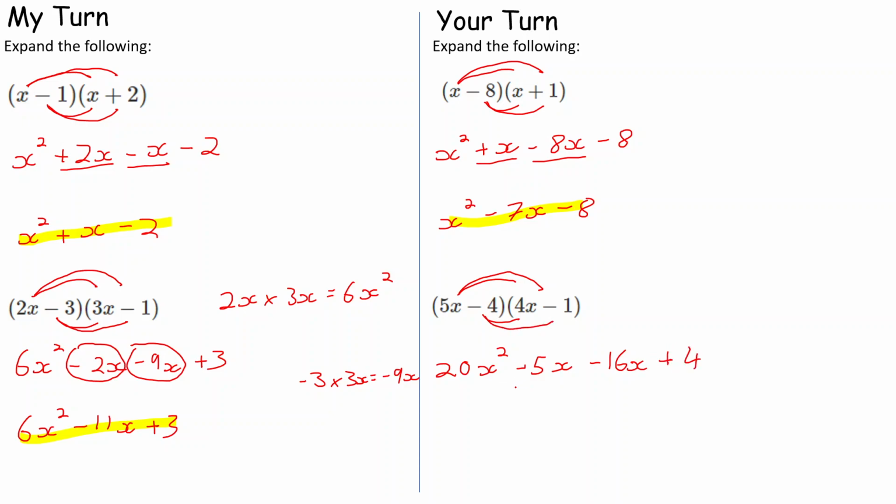And again, these parts here, the minus 5x, the minus 16x, they're like terms. You've got the x and the x attached to them. So that's really important to note. So overall, we get 20x squared. You've then got negative 5x take away 16x is going to give you negative 21x. You've got that plus 4 on the end. There we go. That is your answer.